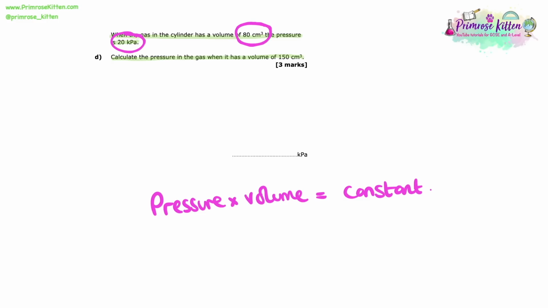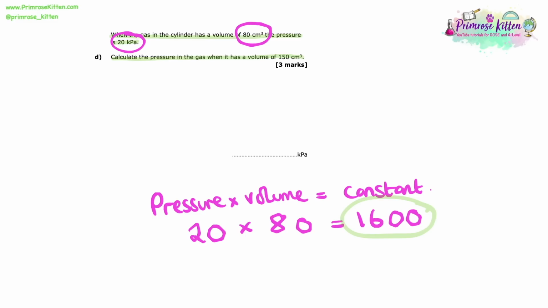So if we do 80 times 20, we end up getting 1,600. And that is our constant. And so long as we keep using centimetres cubed and kilopascals, we don't have to worry about units there. And the answer here wants kilopascals, just like we had for the 20. So that is our constant now.